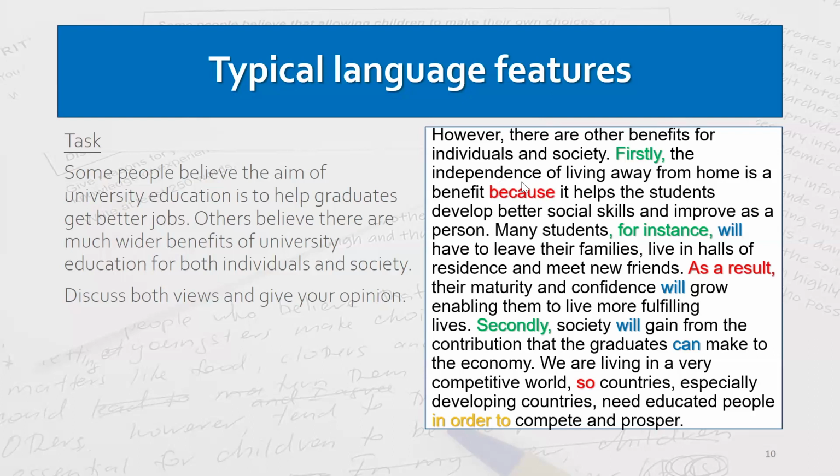So other than the language of cause and effect, what about the words in order to towards the end of the paragraph? We are living in a very competitive world, so countries, especially developing countries, need educated people in order to compete and prosper. What is the function of in order to here?